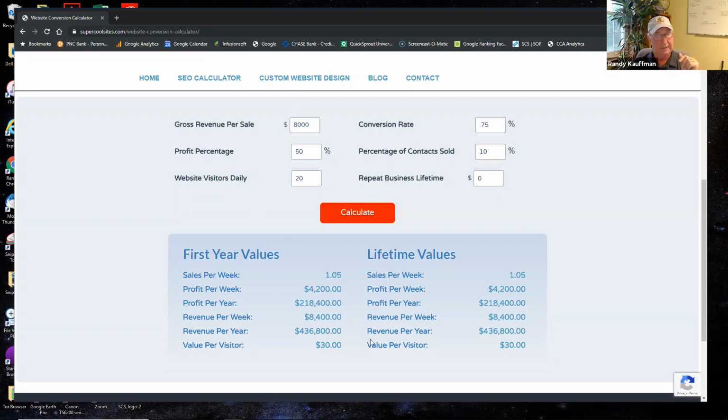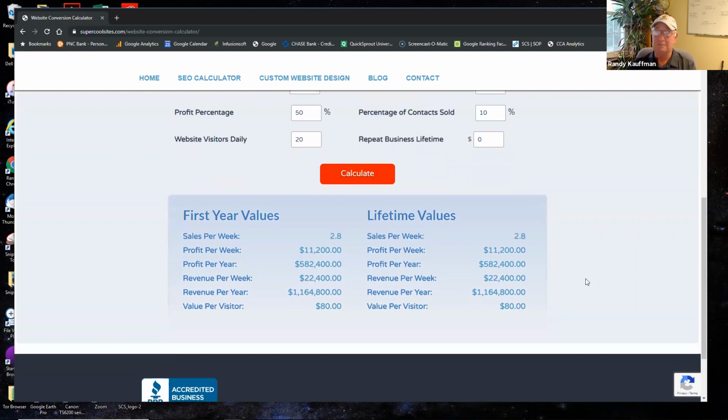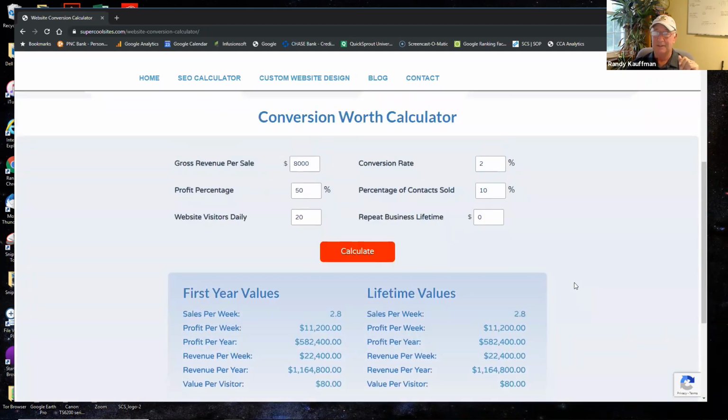And the higher you can get your conversion rate, the more the value per visitor climbs. Let's say you had a 2% conversion rate, just for example. That means the value per visitor goes up to $80. You could spend $40 to get somebody to your website and still make a profit. But you have to know your conversion rate, and this is where you go back to the analytics that we talked about in the first video. You have to have analytics on your site so that you know what your conversion rates are.